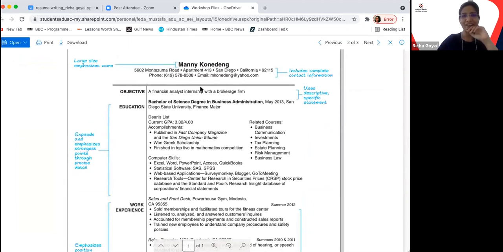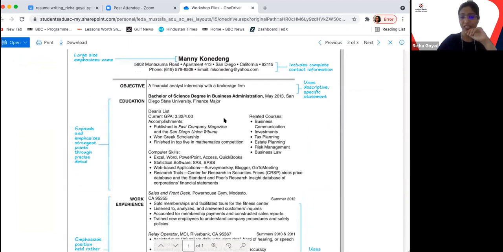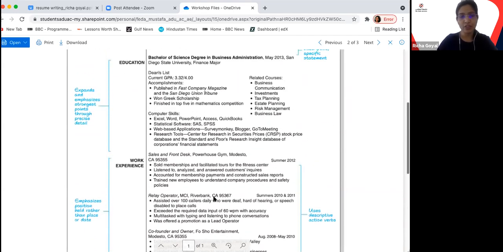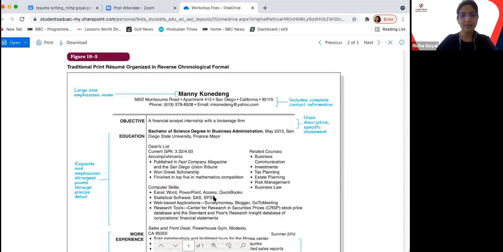All right, so you have the same resume structure, you have header, objective, education, work experience, and more work experience related to the university. So you have 5 minutes to look at it, and then look at it very carefully. Look at style, look at structure, and then we'll start the quiz once you're ready, all right? It is 4:48 and you have till 4:53 to scan both the resumes, Julia's and Manny's. You can download them and open them on your desktop.